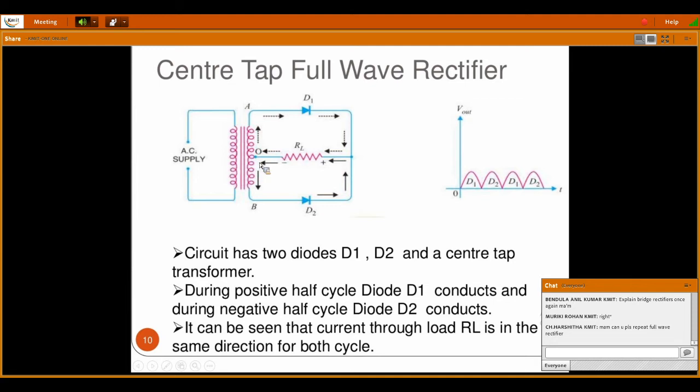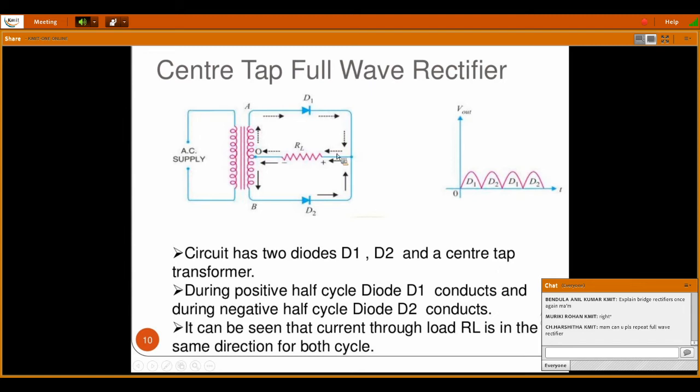When input is given to the step down transformer, for the positive half cycle, what happens? See, in the secondary of the transformer, two points are being marked, A and B. Observe those points. Point A is placed at a more positive potential during the positive half cycle, and point B is at negative potential. So during this, what happens? Your diode D1 conducts because point A is maintained at a positive potential. So positive given to the anode of diode D1 conducts readily.